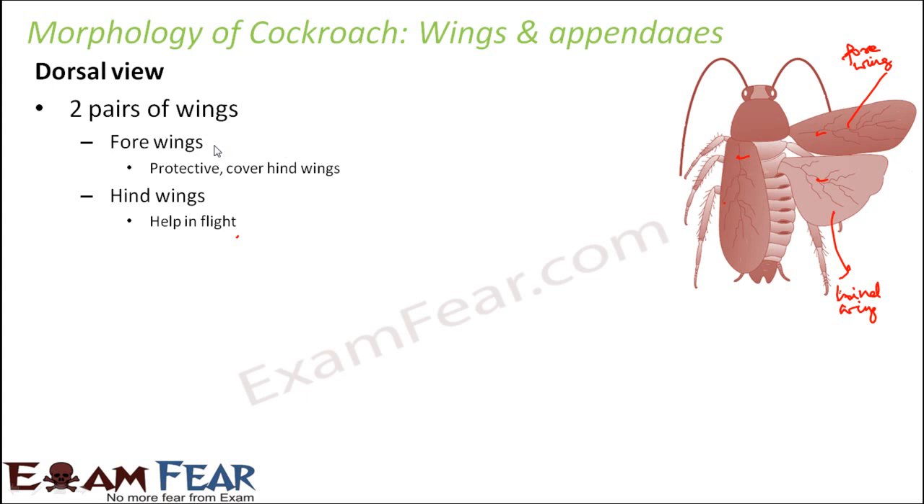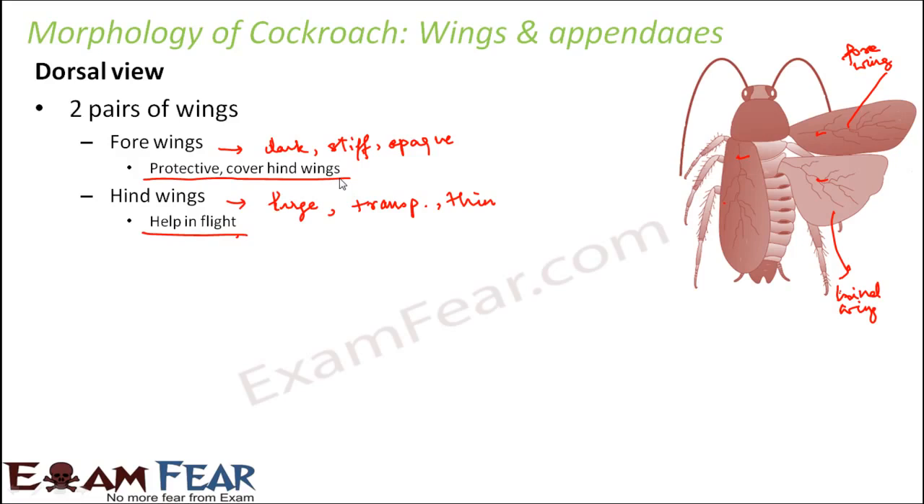Generally, when you talk about the appearance of the forewing, they are dark, stiff and opaque. It is like opaque paper, you cannot see through them. Whereas the hind wings are quite large when compared to the forewing. However, they are transparent and thin. So hind wings help in flight and the forewings help in protection, and they cover the hind wings. Basically the forewing is dark and stiff, so it keeps everything covered and protects the hind wings. And the hind wings are light and therefore help the cockroach to fly. Right? So this was about the wings.